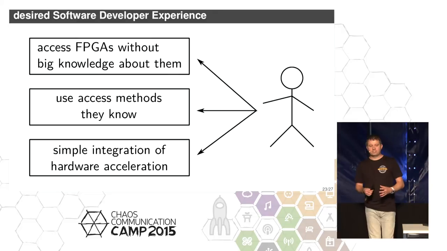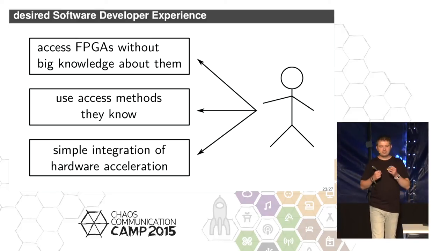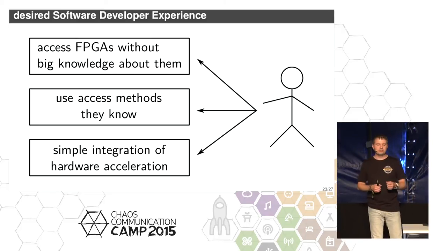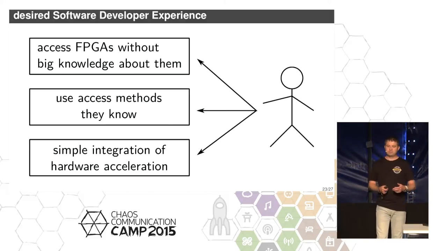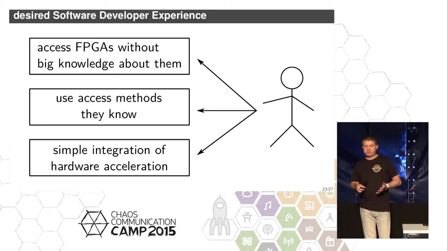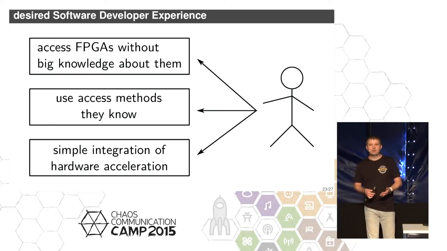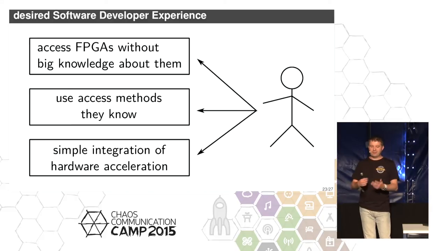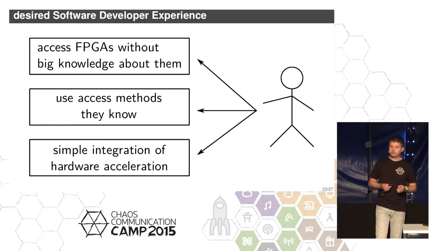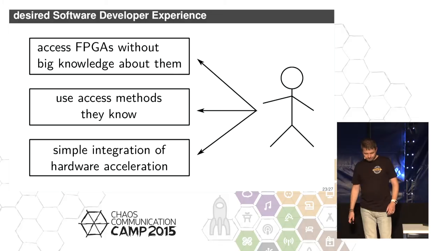And what I want is that software developers have it easy to integrate hardware acceleration in their products or in their code. For example, you could accelerate image processing filters for GIMP on an FPGA. That's one thing I want to try in the future.